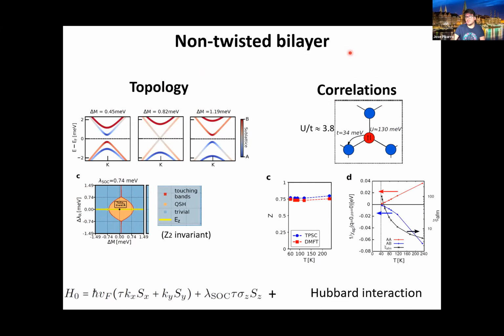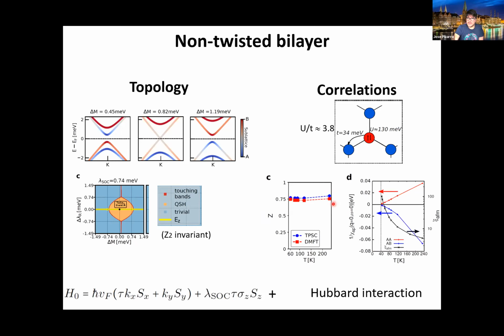Then we also studied what's going on with correlations. Basically we did it in two approximations. One is dynamical mean-field theory, which is used to treat what's happening locally for the correlations of electrons. So it tells you how electrons correlate with each other when they meet in the same atomic position. While TPSC, the two-particle self-consistent approach, tells you what's happening non-locally, so how electrons correlate when they are in different atomic positions. But in both cases, for the quasi-particle weight, which is a measure of how strong the correlations are, they give similar results.